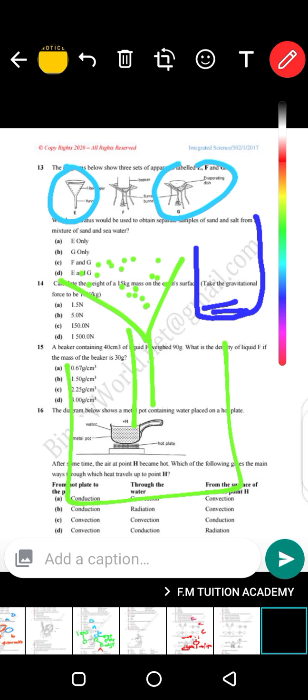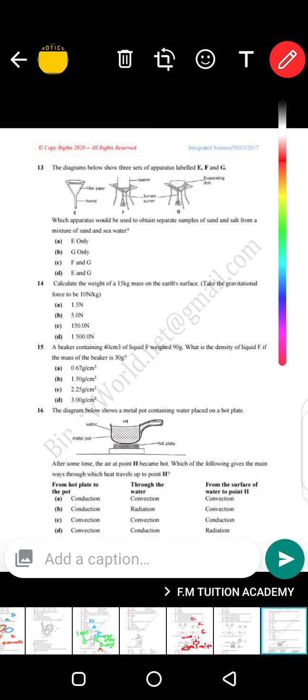The next question. Let me wrap this so that I remove all those. I was just putting them to help you understand how it is basically done. So the answer here is that you need this and you need that. So the answer is E and G. The answer here is D. And then the next question here is E.